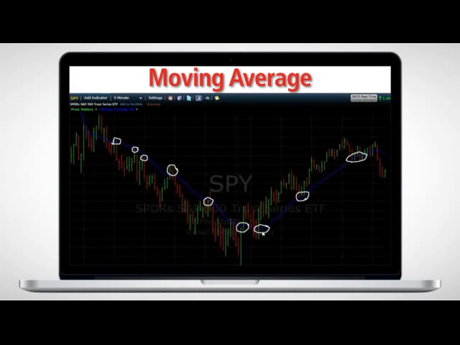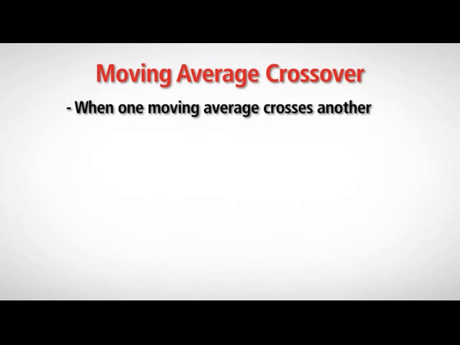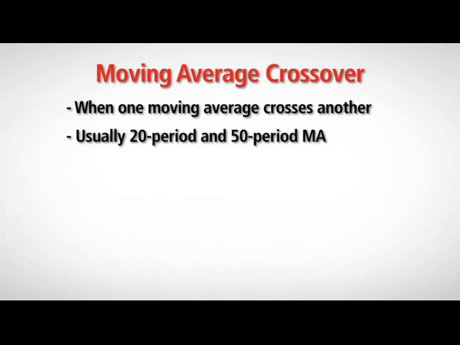Now, moving averages are interesting by themselves, and they can give you lots of insight into these support and resistance levels as well as trends. But we can take this even one step more and combine multiple moving averages together. And this is called a moving average crossover. A moving average crossover is when one moving average crosses another, just like it sounds. So we'll use two moving averages, usually the 20 period and the 50 period moving average. You could also use either of those compared to the 200 period moving average.